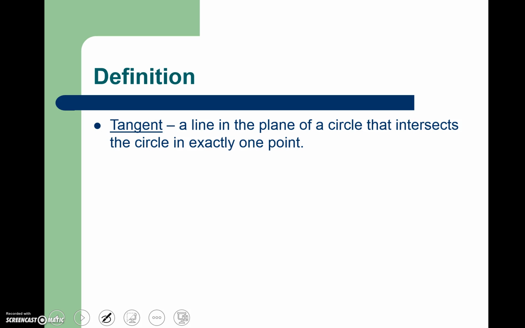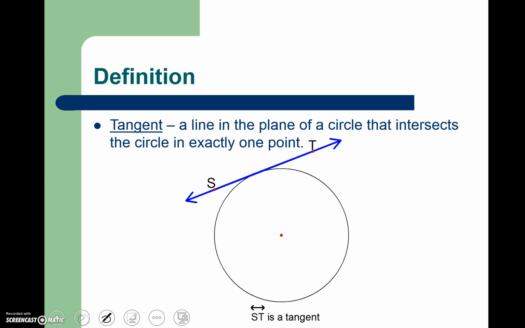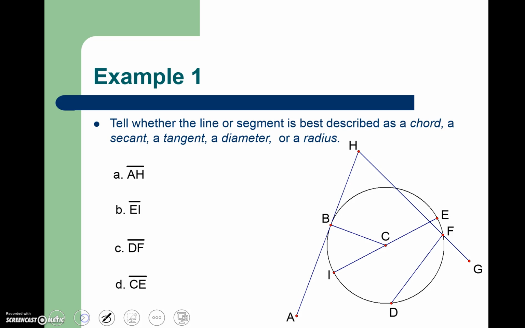The next one is a tangent. A tangent is a line in the plane of a circle that intersects a circle in exactly 1 point. So this is what a tangent would look like. It's not going through the circle. We're intersecting right here. It may not be obvious to you, but there technically is a point there, and that is called our point of tangency. We'll bring that back later. It's going to be a line, or it could be a segment, but in either case, it is only touching the circle at 1 point, and usually it's outside the circle.